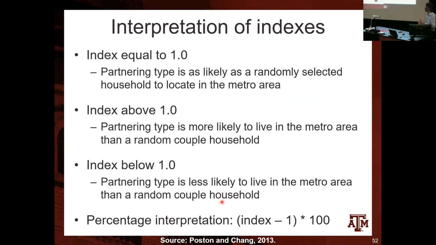So I'm going to show here the results from these indexes. And the indexes, like I'm showing here, can be equal to 1, above 1 unit, below 1 unit. An easy way to interpret them in percentage terms is to subtract 1 unit from the index and multiply by 100. And this percentage interpretation is usually convenient and makes it easier for us to understand the result, mostly when the index is below 1 unit, okay?